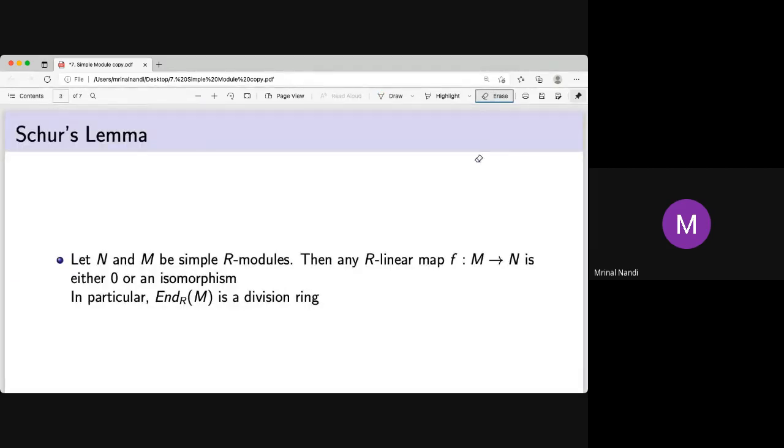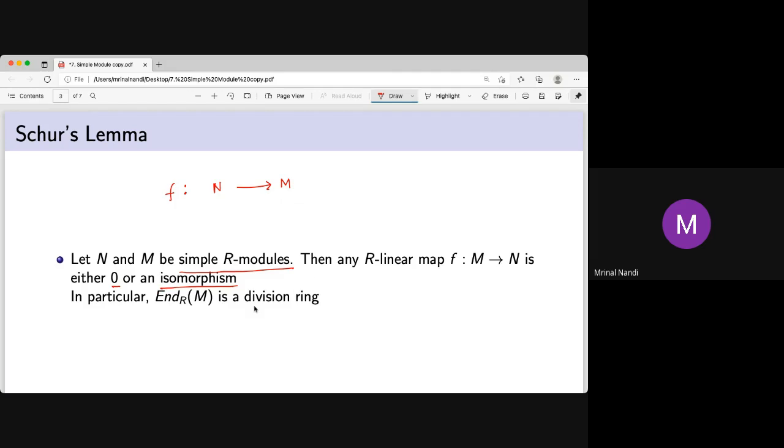Now there is a very important, interesting result called Schur's lemma. What is Schur's lemma? This is very important in module theory. If M and N are two simple R-modules, both modules over the same ring R, then any R-linear map from M to N is either 0 or an isomorphism. So N has no submodule other than 0 and N, M has no submodule other than 0 and M, and any R-linear map f is either 0, which is one linear map, or an isomorphism.